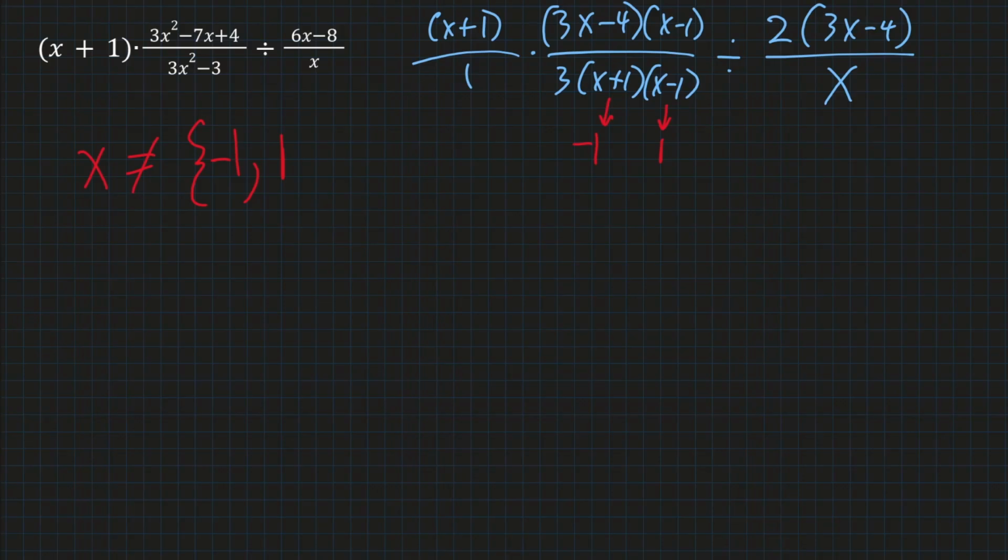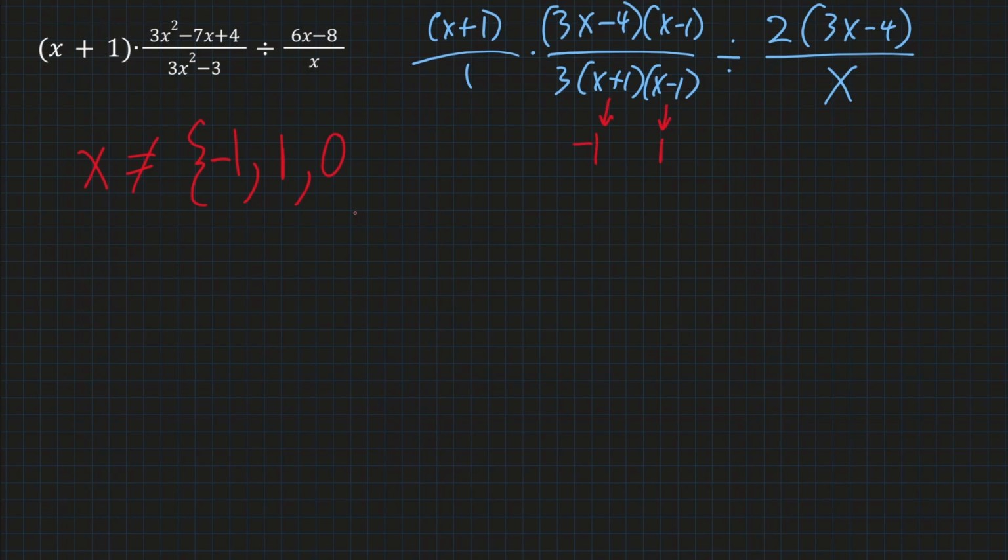Now, let's look at this one over here. What would cause us to be dividing by 0? Well, the very clear answer is if x was equal to 0, because we have an x in the denominator. So if that x became a 0, we would be dividing by 0. That means x cannot be equal to 0.